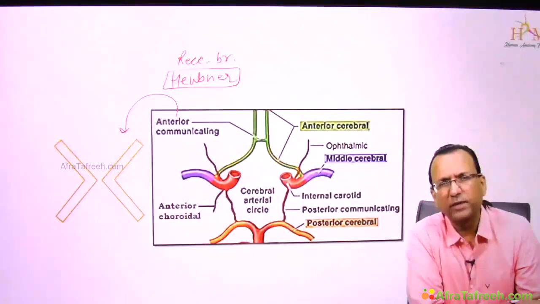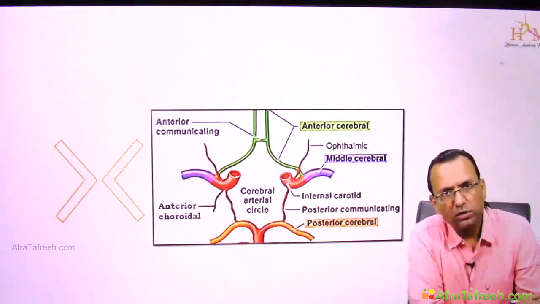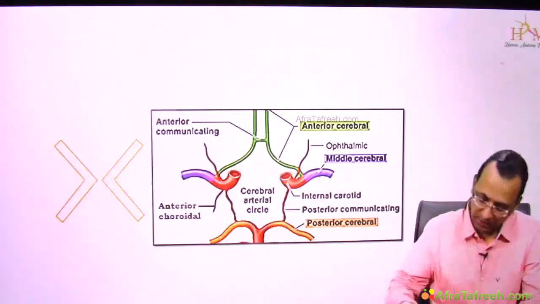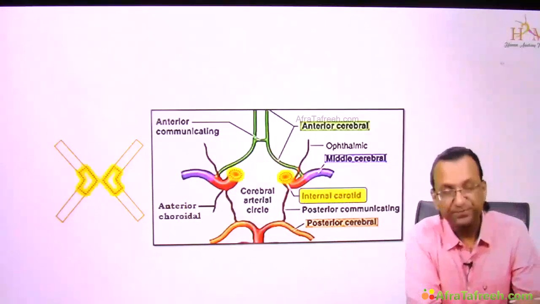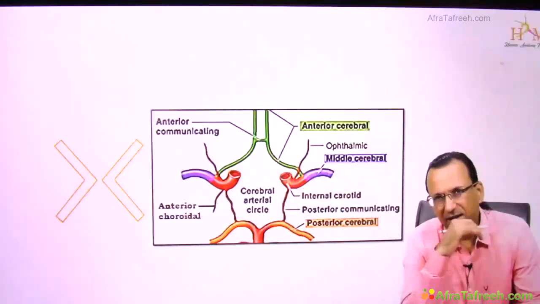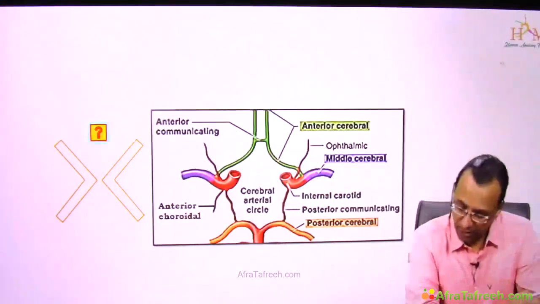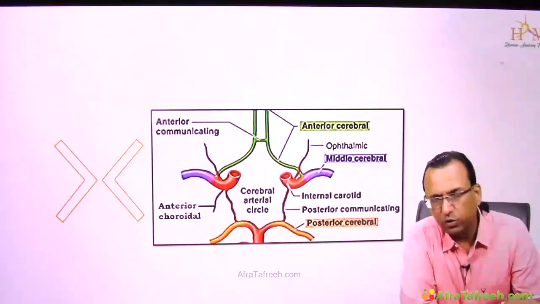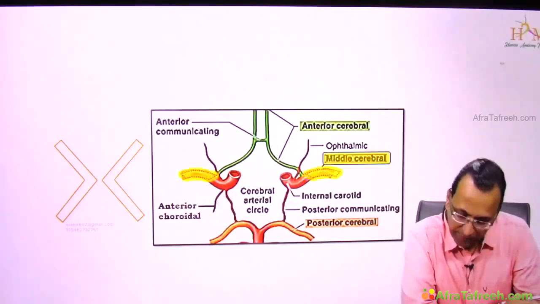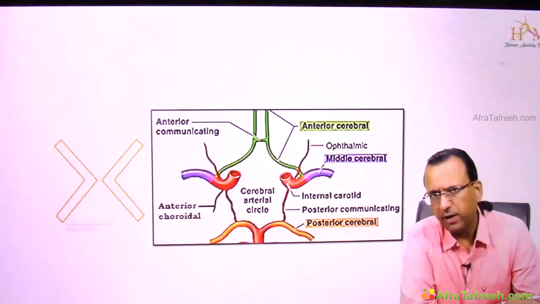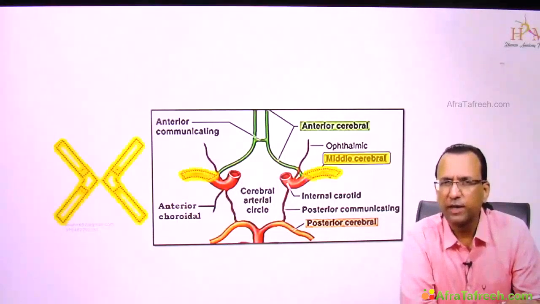Then who is supplying the genu, the bend? You already know that: a direct branch of the internal carotid artery supplies the genu. But do you know one thing? Which is the major artery supplying the internal capsule? We have not discussed it yet. That is actually the middle cerebral artery. How is the middle cerebral artery the major artery? Because it supplies the anterior limb, the posterior limb and the genu also.